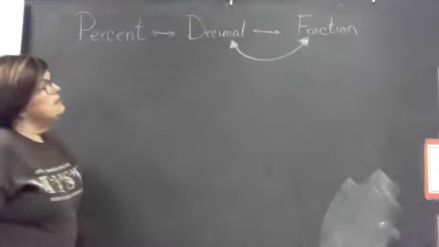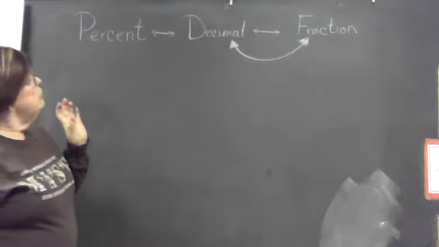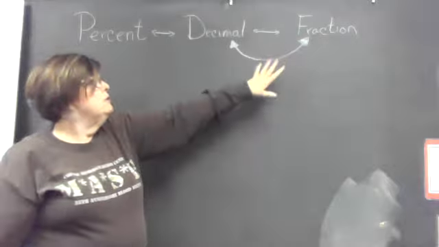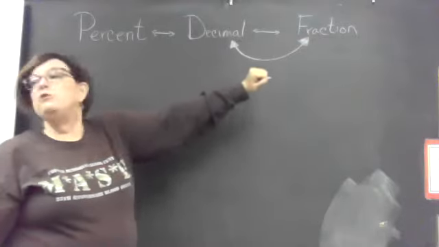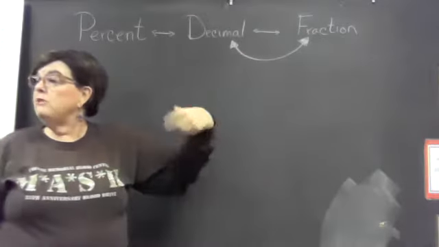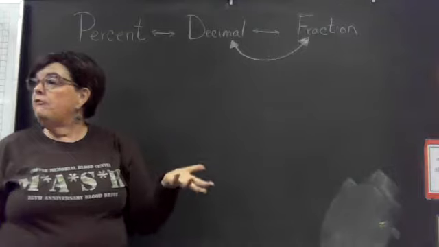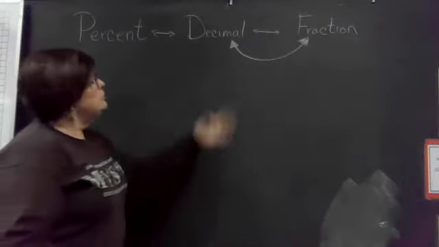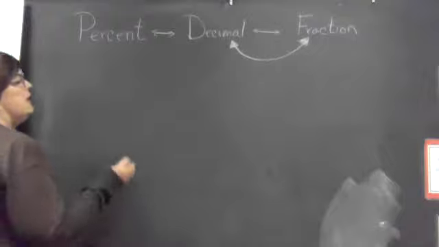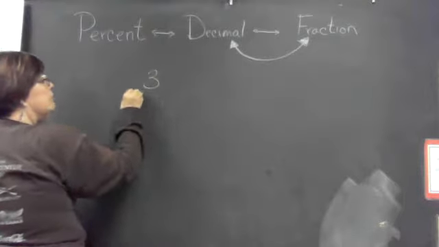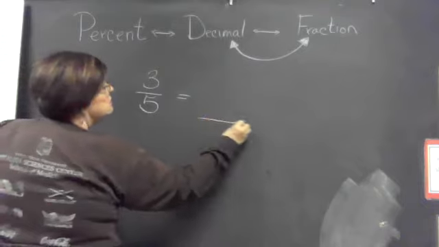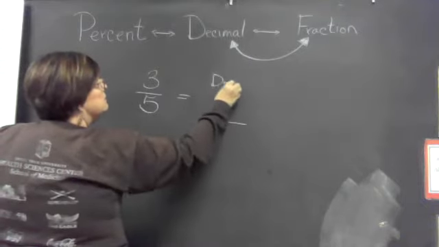So I like to go with the most difficult first, fractions to decimals. We'll go fractions to decimals. I don't think it's that hard, but fractions usually create fear in students. So that's where we're going to start. Let's say I want to take 3/5 and I want to change it to a decimal.